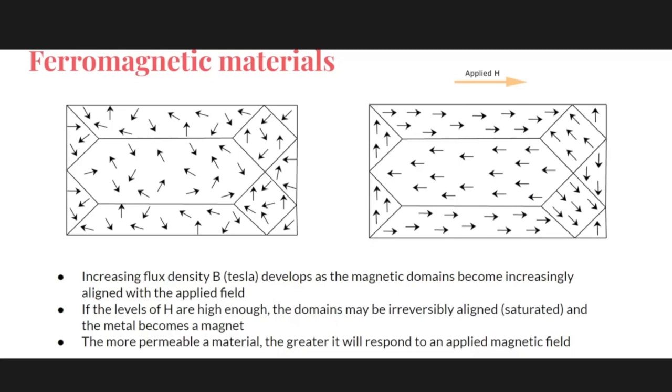Also, permeability affects the way that a material responds to a magnetic field. The more permeable a material is, the greater it will respond. And that is why metals like iron, which are permeable, respond more to magnetic fields than air, for example.